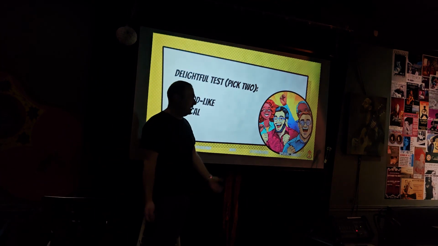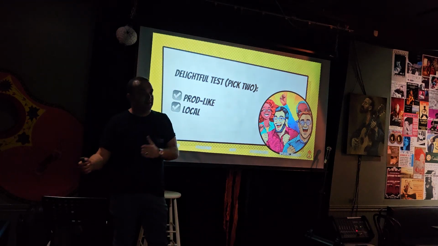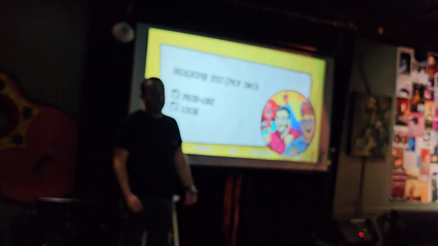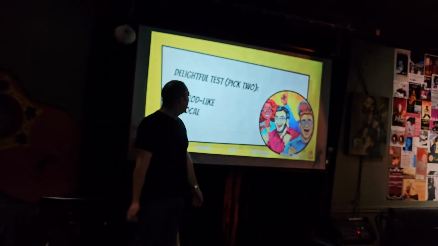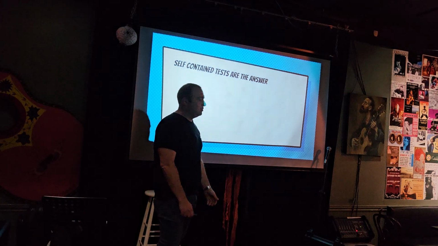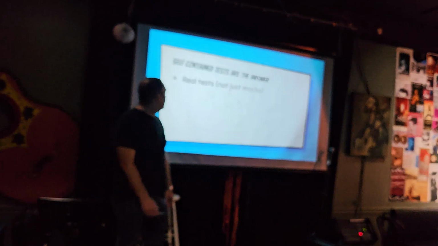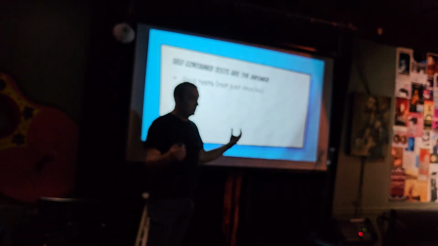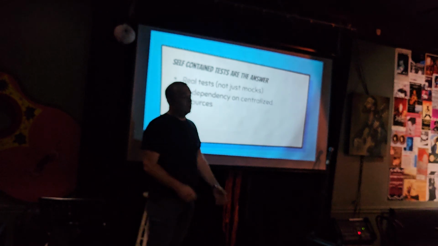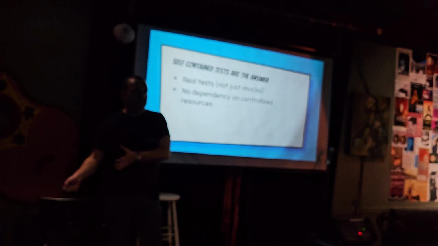To avoid the depressed bunny problem, we want production-like feedback, and we want it locally, and we want it fast. How do you do that? We believe the answer is self-contained tests. Some would call them hermetic tests: real tests, not just mocks, that actually have real dependencies and do not depend on any centralized resources. They're self-contained.